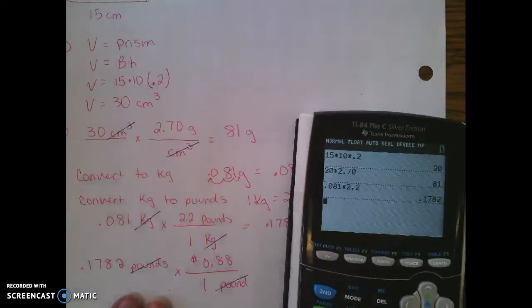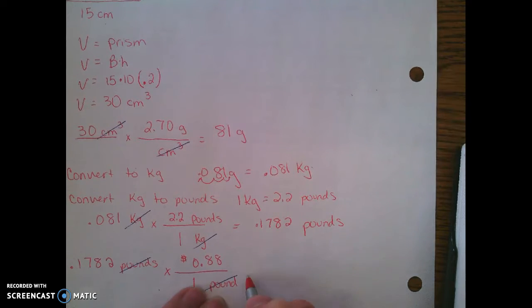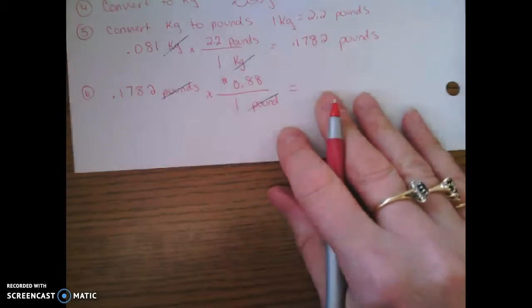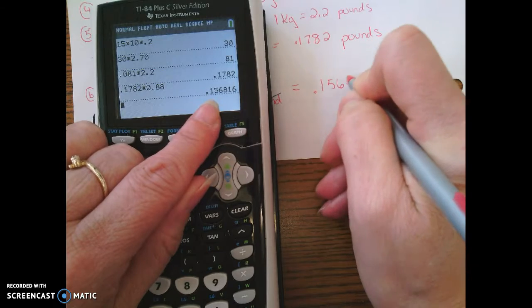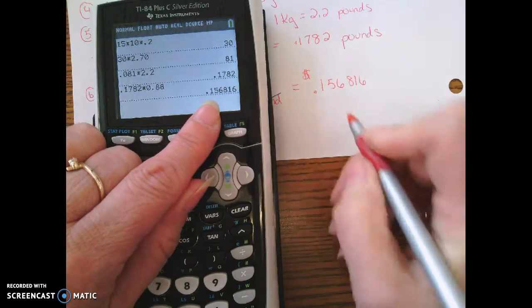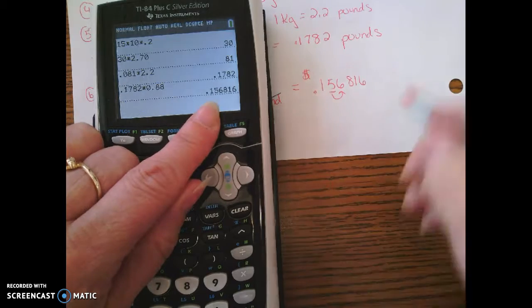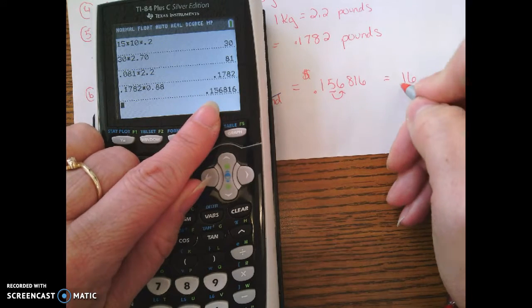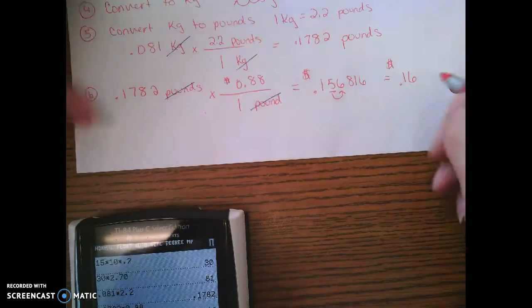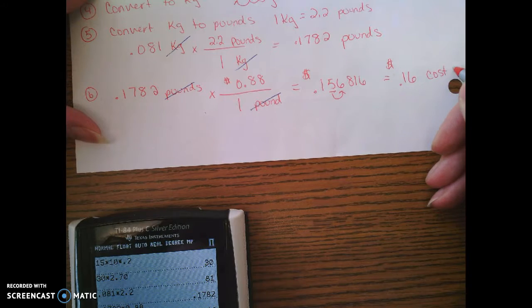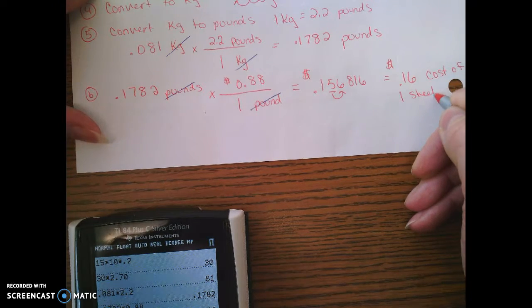And I'm multiplying across. So I'm taking 0.1782 and multiplying it by 0.88. All right, now, your only units left is money. And I got this number, 0.156816. This is money. Money only has 2 decimal places. Okay, so this is 16 cents. But this is only the cost of 1 sheet.